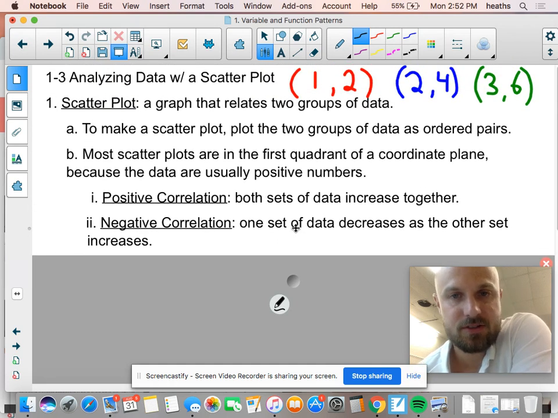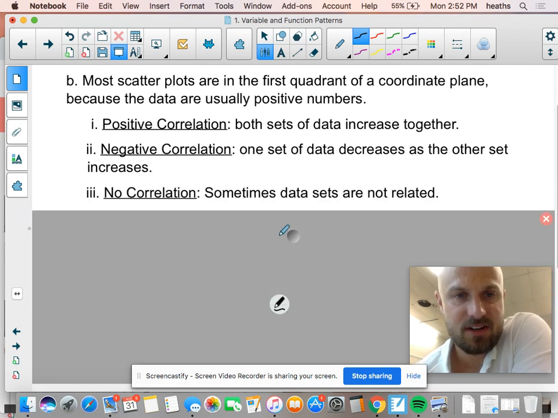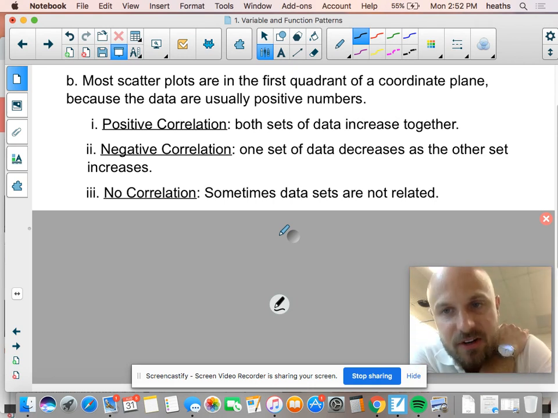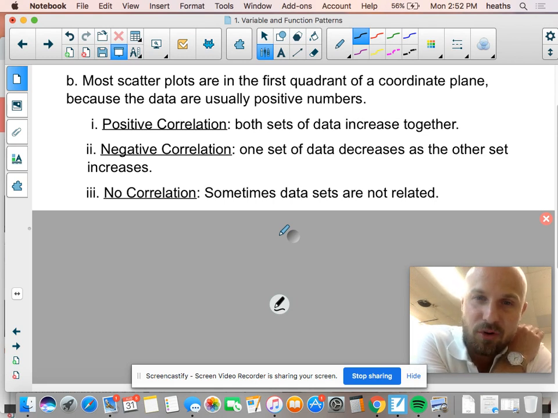So I'll try to create an example of that here. So one set of data increases. Well, let's finish this. So negative correlation is when one set of data decreases as the other set increases. With a positive correlation, both sets of data increase. With a negative correlation, one set of data decreases as the other set increases.